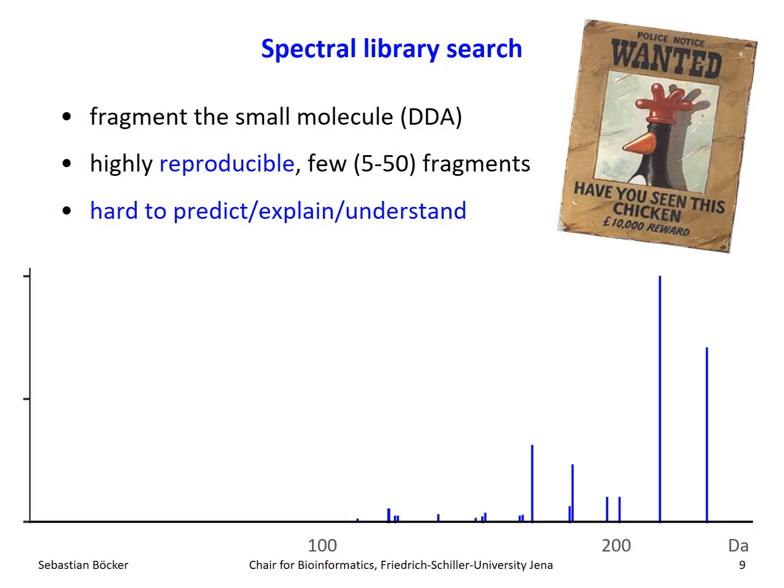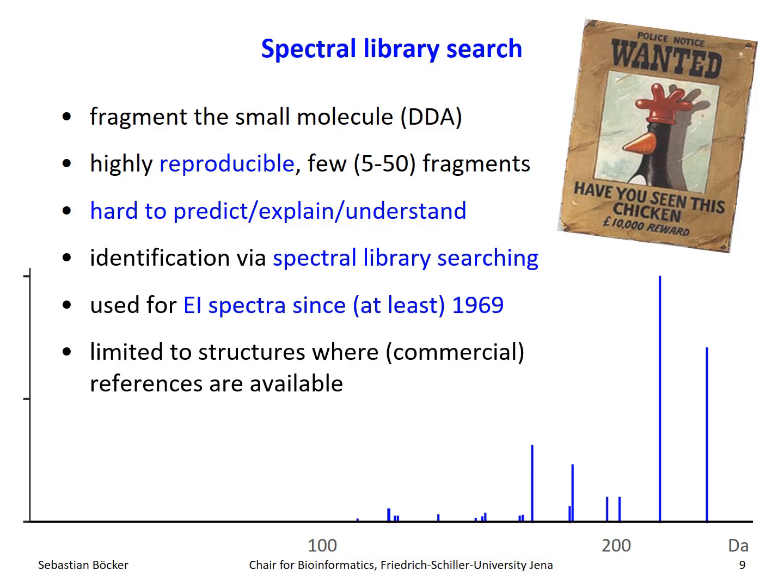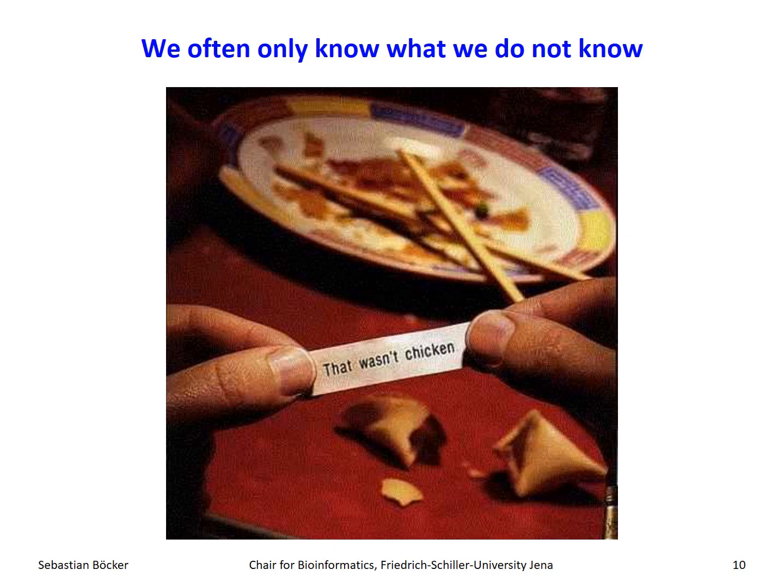So what has been used in small molecule research to annotate spectra is spectral library searching. In fact, it has been used for many decades because it has been used for EI, electron ionization spectra, since at least 1969. I have already talked about the problems with that. You can basically only identify or annotate things where you have a reference available. A reference has been measured, so you can compare the spectra, and that is usually limited to stuff where commercial reference is available. So in many cases, spectral library search will simply tell you that, yeah, it's not in the spectral library, so it's something we have no idea what it is. So what do we do then?